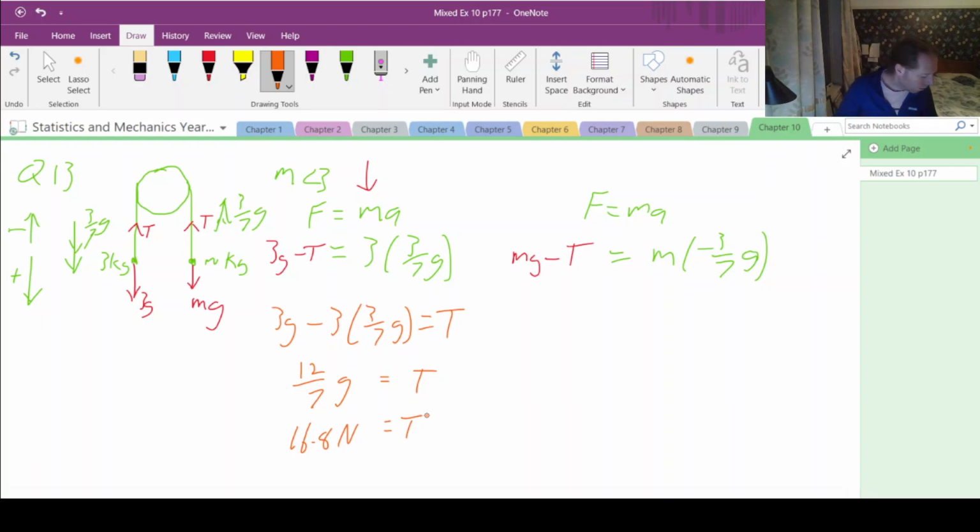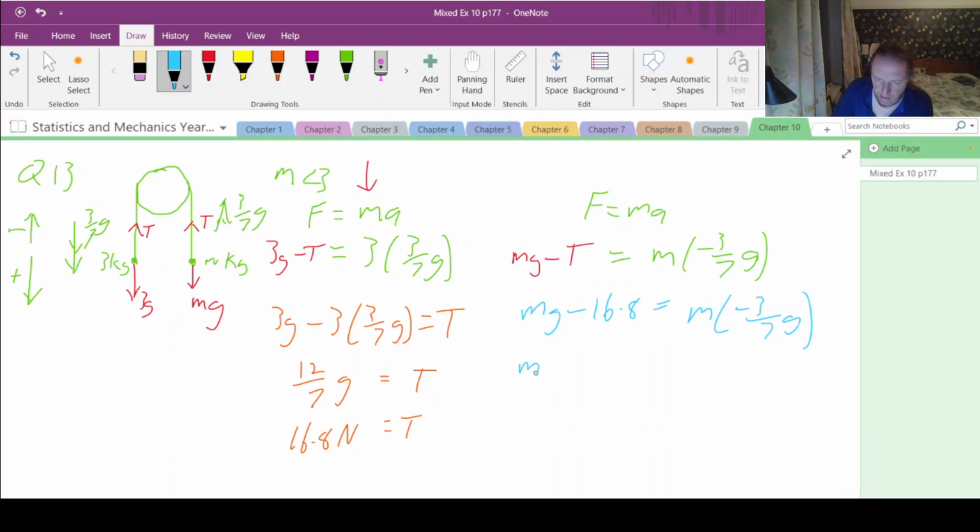Lovely. Right then, what's the next bit? B, the value of m. Now I can use it and I can stick it in over here on the right hand side. So I'm just going to bring that tension over and I'm going to write mg minus 16.8 is equal to m times minus 3/7 g. Okay, a couple of m's to sort out there, but we'll sort it all out. Let's bring it over. What do we end up with?